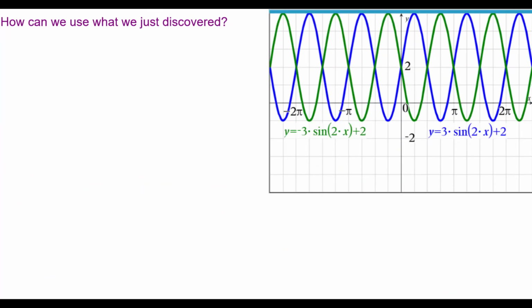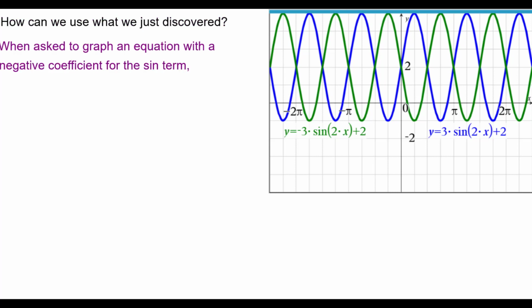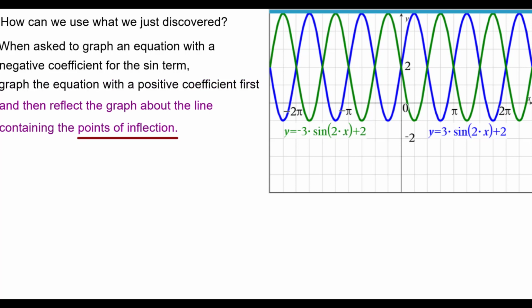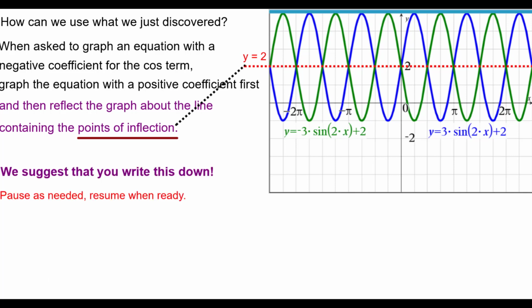So how can we use what we just discovered? When asked to graph an equation with a negative coefficient for the sine term, graph the equation with a positive coefficient first, and then reflect that graph about the line that contains the points of inflection. That's what we're taking away from this. So you can see at y equals 2, these are reflections of one another. We suggest that you write this down, but that's up to you.